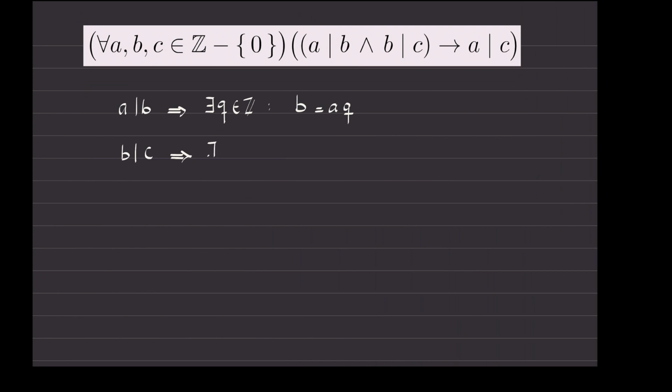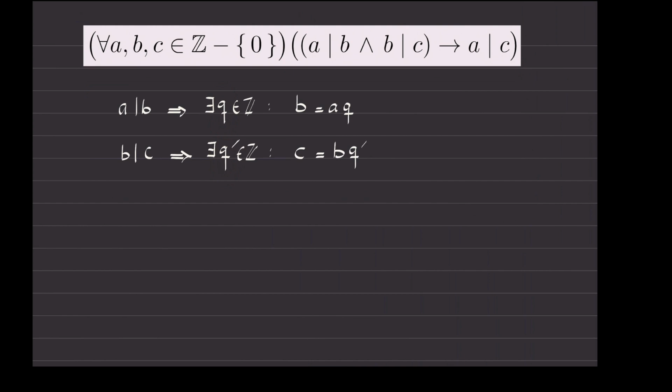A common mistake is that sometimes people call it q again, but when you call it q, you are forcing it to be the same as the previous q. We don't have that guarantee, so I will call it a new variable, q prime, in Z, such that the number on the right, in this case c, is equal to the number on the left, in this case b, multiplied by that integer q prime.